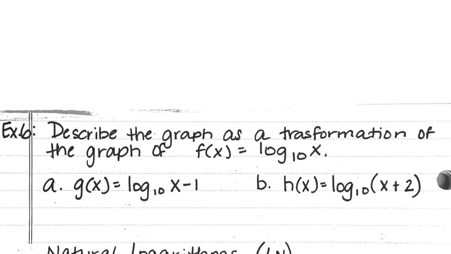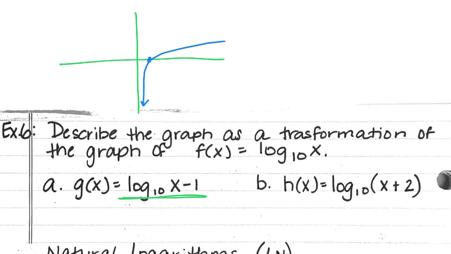Transformations we should already be familiar with, so I'm just going to talk about this quickly in example 6. Log base 10 of x minus 1, they're just telling us to describe. So what's happening from log base 10 of x? Log base 10 of x is going to look like this. Remember, it's going to go through 1, and it's going to go all the way up to 10. But what happens when I have minus 1? Where is that going to go? It's going to go down 1. So it's going to be almost the same graph, but it's going to go down 1, so it's going to look a little different.